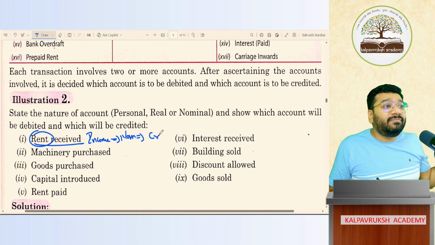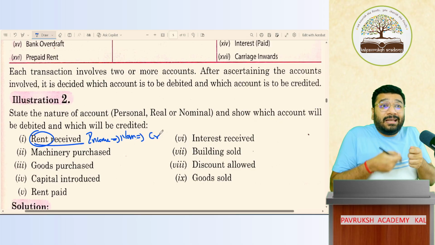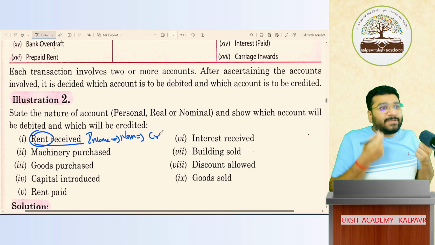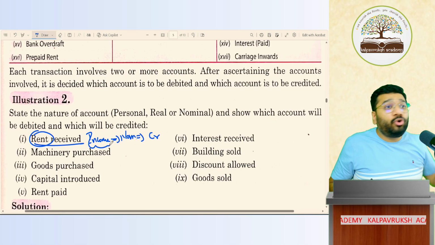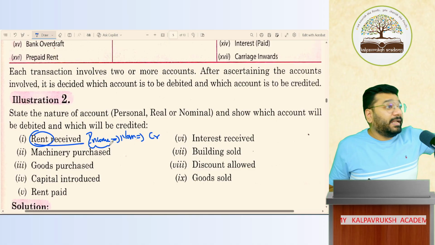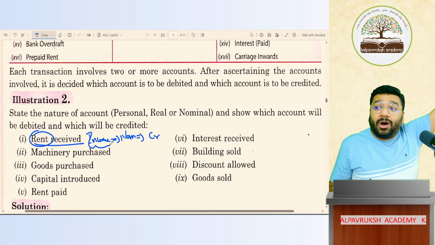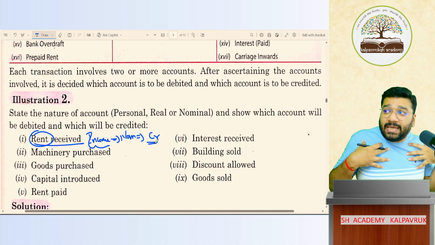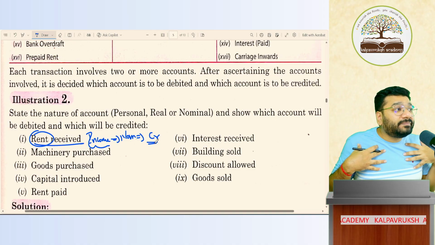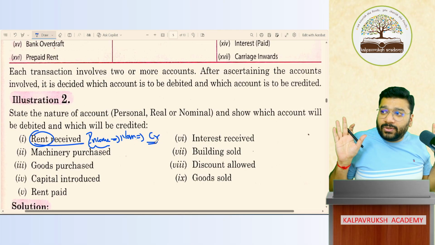Rent received means what? See, rent paid is an expense. Paid comes under expense, received comes under income. So rent received is income. Income will go to which house? Nominal. In the nominal house, what is the rule? Debit all expenses and losses, credit all income and gains. So income should be credited is what I am saying. What are you saying, credit or debit? Credit. Are we all agreeing to this? Okay.